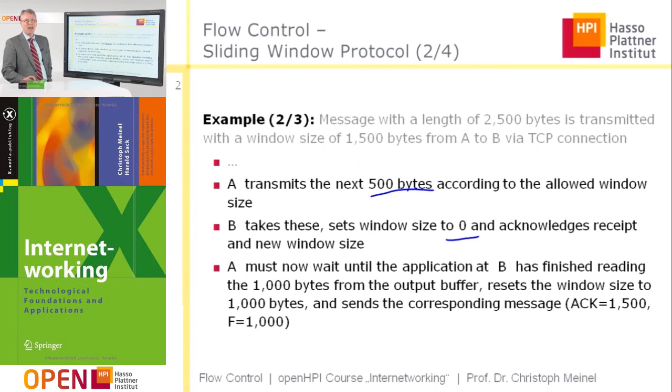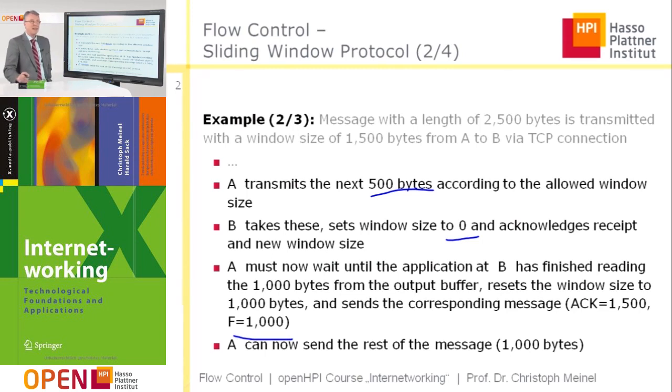First 1,500 bytes are received, and the new window size is 1,000. And then, you remember, there was the rest of the message. It was exactly 1,000 bytes. A now can send the rest of the message. There's a good chance that if this message is received in time, then it can be stored in the input buffer, and B can, in this way, acknowledge the receipt of the full message.